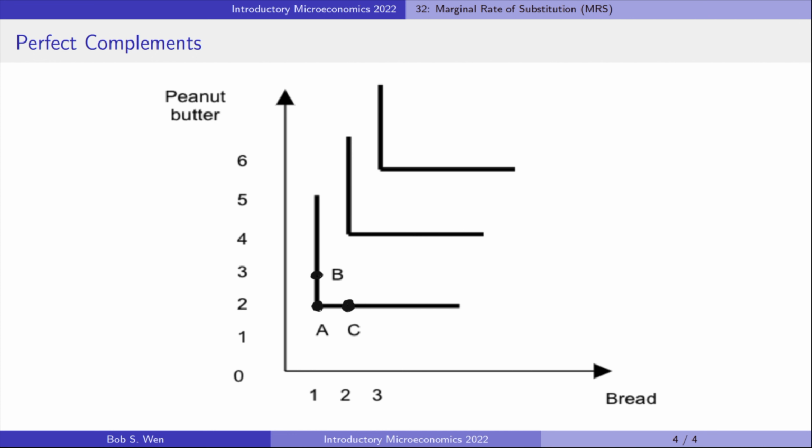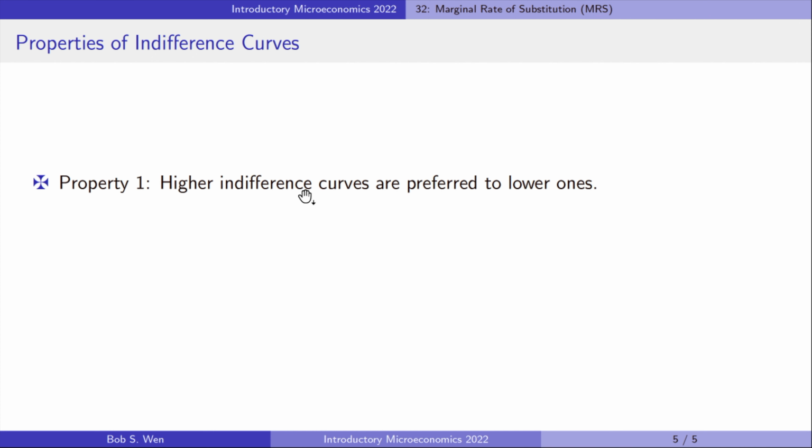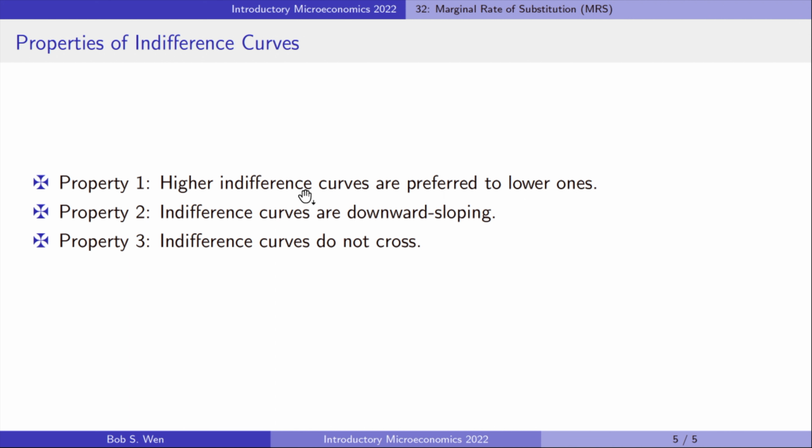Finally, let's review the properties of the indifference curves. First, higher indifference curves are preferred to lower ones. Second, indifference curves are downward sloping. Third, indifference curves do not cross. Fourth, indifference curves are usually bowed inward.